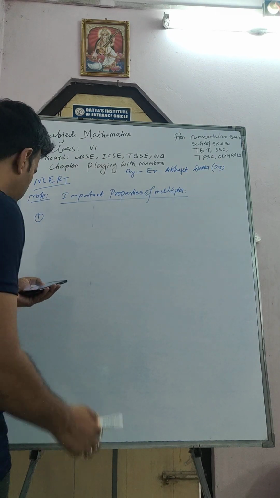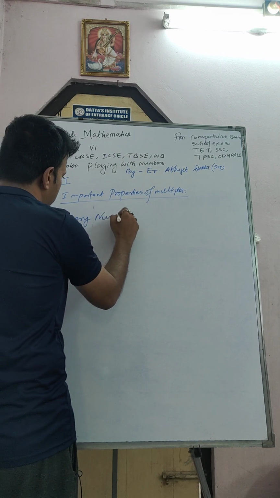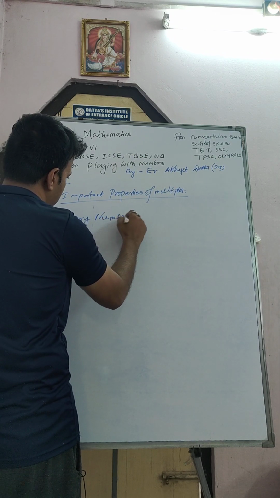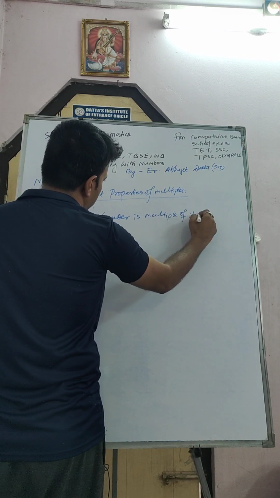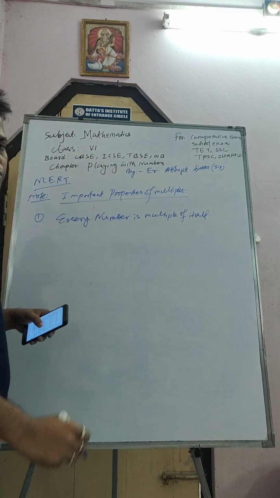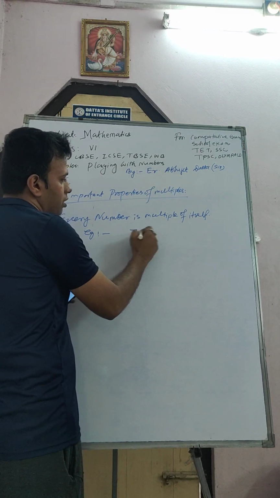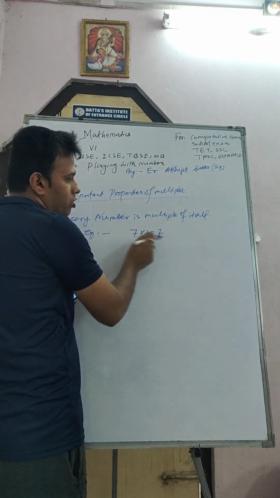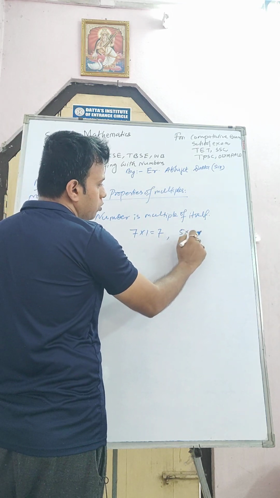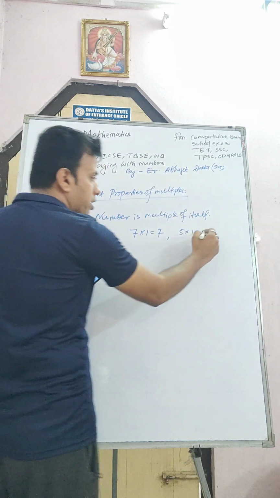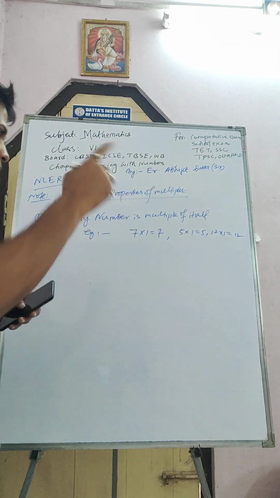The first one is: every number is a multiple of itself. For example, 7 into 1 is 7, so 7 is a multiple of 7. 5 into 1 you can write 5, and 12 into 1 is equal to 12. So every number is a multiple of itself.